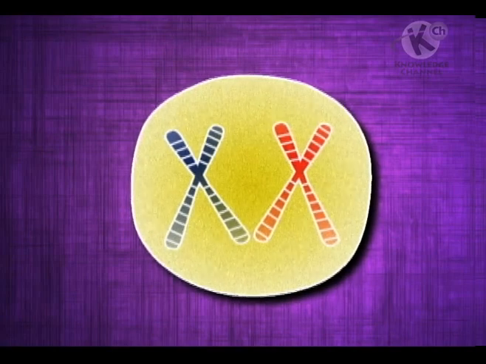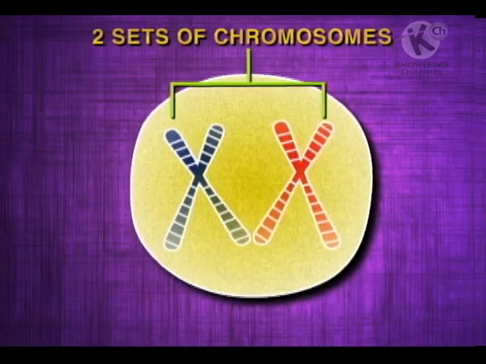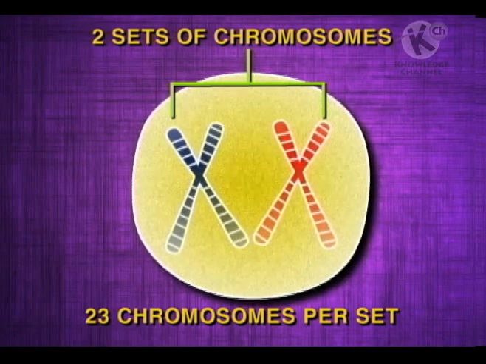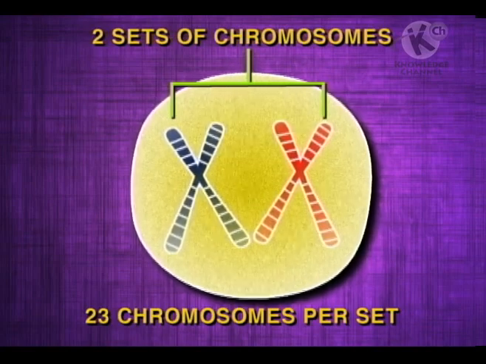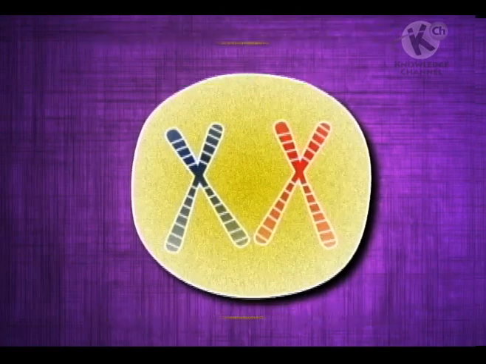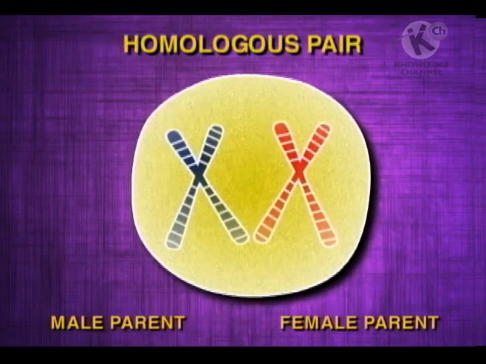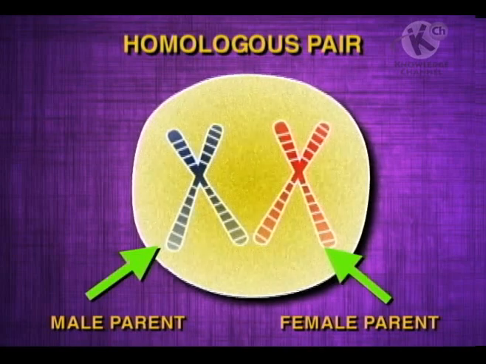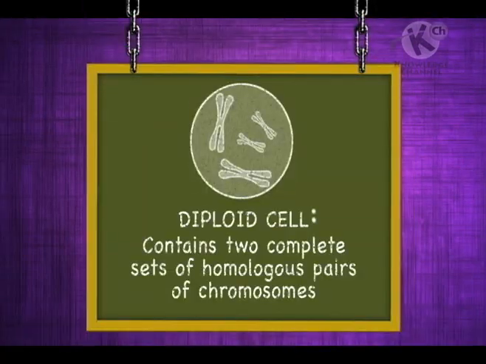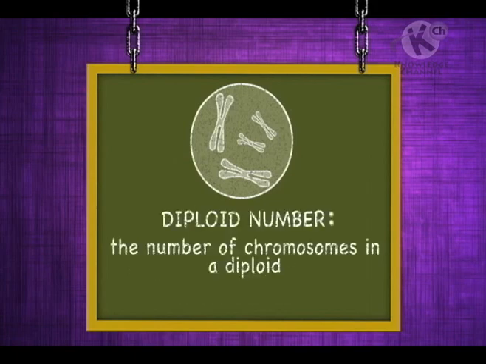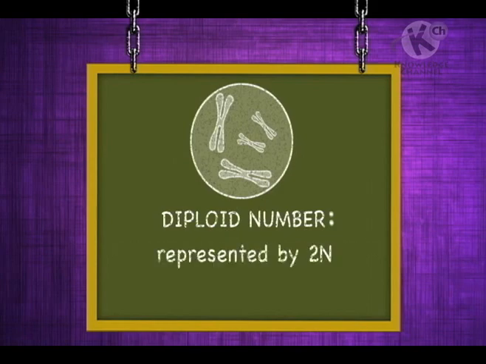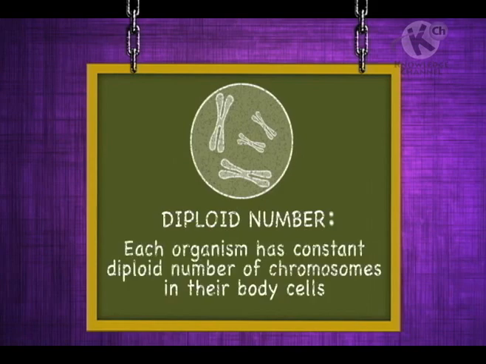In humans, each body or somatic cell contains two sets of chromosomes, with 23 chromosomes in each set. Each of the 23 pairs is called homologous pair. One comes from each parent cell. A cell contains two complete sets of homologous pairs of chromosomes. It is called a diploid cell. The number of chromosomes in a diploid is called diploid number, represented by 2n. Each organism has a constant diploid number of chromosomes in their body cells.